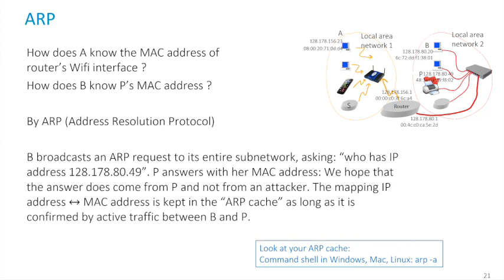Can machines make addresses claim that my IP address is 128.178.80.49? Will the system be stopped by the admin? The question is, what happens if I have another machine than P, for instance, this one, that says I have the same IP address? Then it will break. It's non-deterministic what happens, depending on which ARP reply is received first.